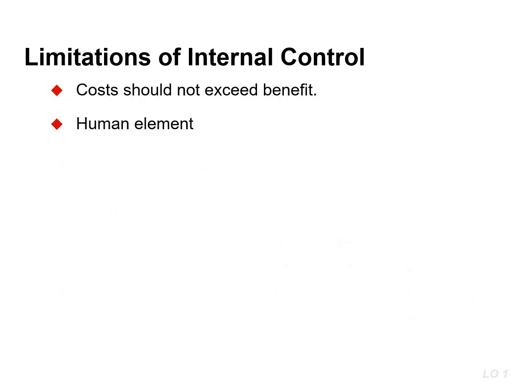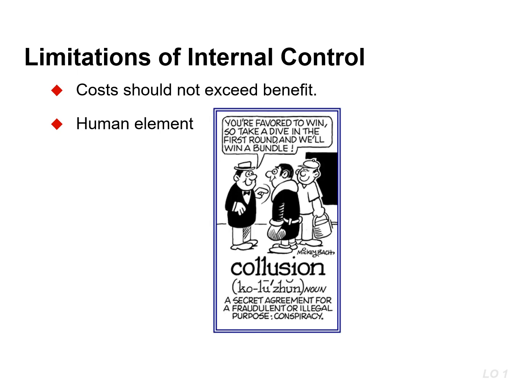The human element is an important factor in every system of internal control. A good system can become ineffective as a result of employee fatigue, carelessness, or indifference. Two or more individuals can work together to get around the controls. This is referred to as collusion. Collusion can significantly reduce the effectiveness of a system by eliminating the protection offered by segregation of duties.